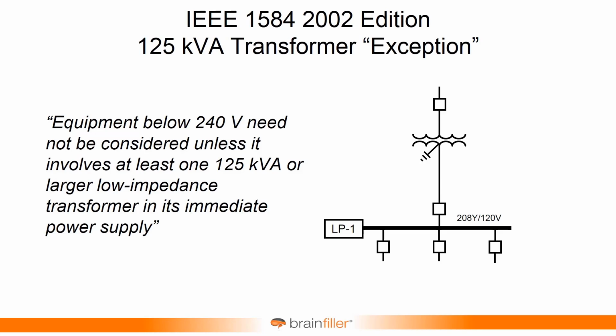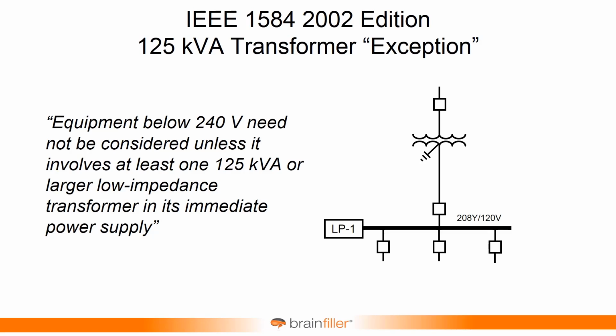Okay, the question that everybody keeps asking. There was language in the 2002 edition of IEEE 1584, and it actually appeared in 2 different locations, that stated that equipment below 240 volts, which kind of implied 208, doesn't need to be considered unless it involves at least one 125 kVA or larger low impedance transformer in its immediate power supply.